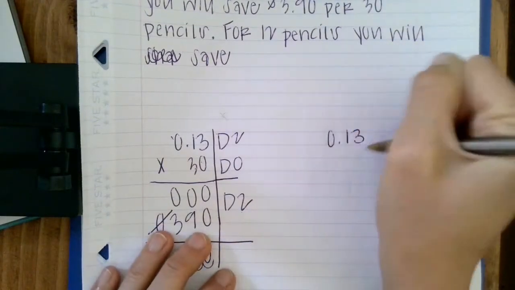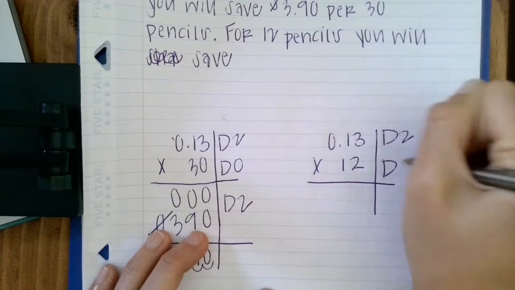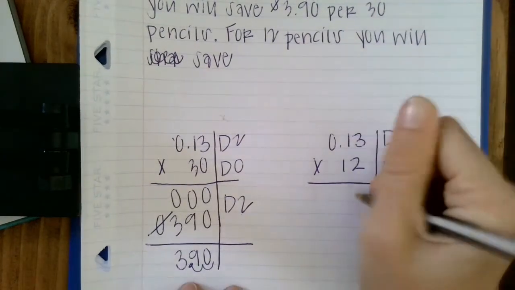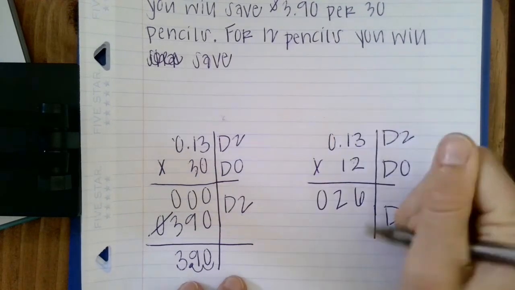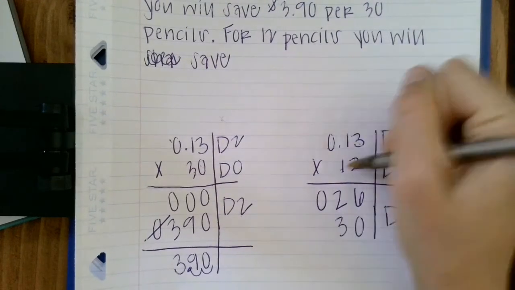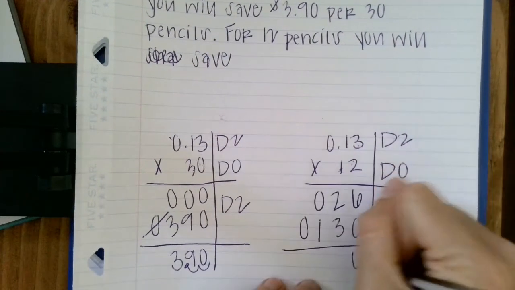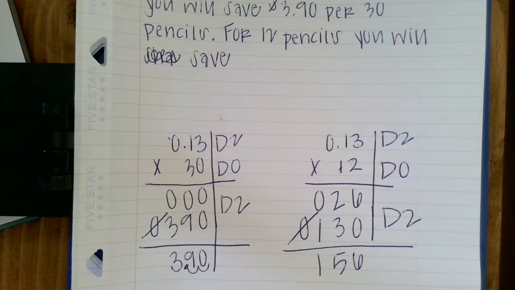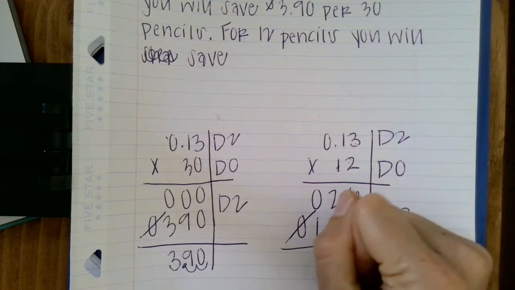So 13 cents times 12. I have 2 numbers behind my decimal, no numbers behind my decimal, for a total of 2 behind my decimal. 2 times 3 is 6. 2 times 1 is 2. 2 times 0 is 0. Because I'm moving to the next place value, I add a 0. 1 times 3 is 3. 1 times 1 is 1. 1 times 0 is 0. Go ahead and add those together. 6, 5, 1. And I'm leaving out the 0 because there's no point in putting them in front of the numbers. I needed 2 numbers behind my decimal, so 1, 2.